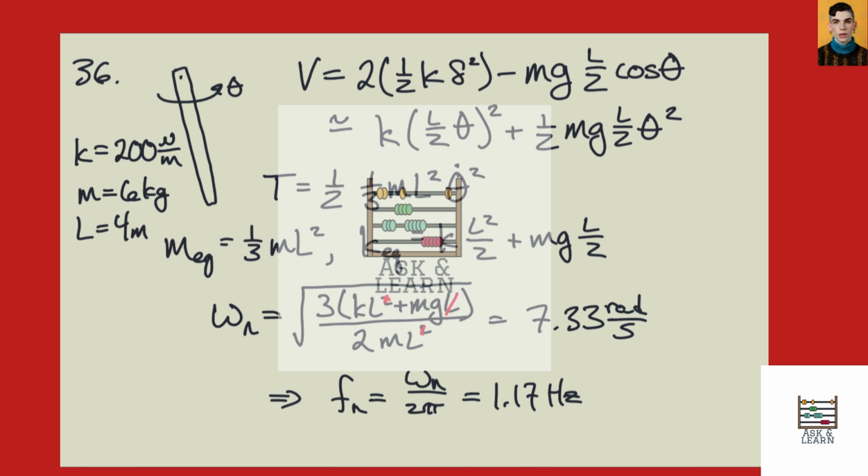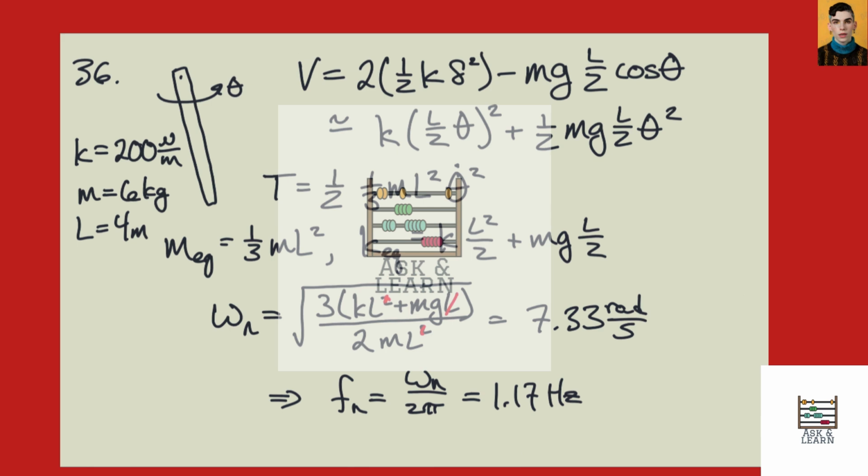Now, the change in length we can approximate as L over 2 theta. Okay, so that's the approximation of the horizontal displacement of the center of this bar is approximately this, if theta is small. And likewise, we can approximate cosine with 1 minus 1/2 theta squared.